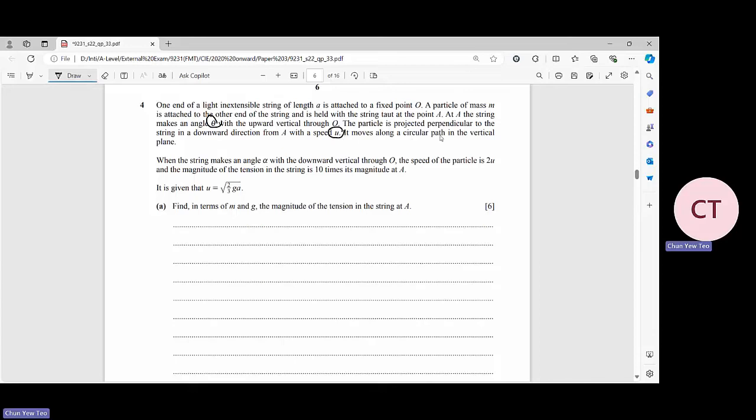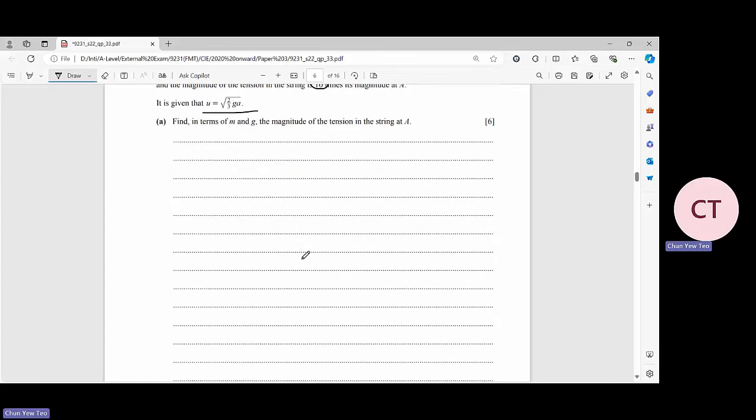It moves along a circular path in a vertical plane. When the string makes an angle alpha with the downward vertical through O, the speed of the particle is 2u, and the magnitude of the tension in the string is 10 times its magnitude at A. It is given that u is square root of 2 over 3 g a. Find, in terms of m and g, the magnitude of the tension in the string at A.